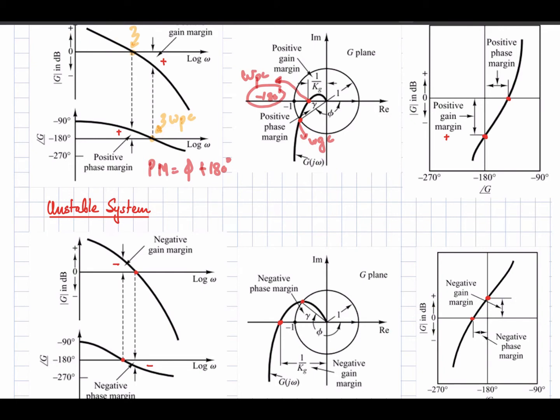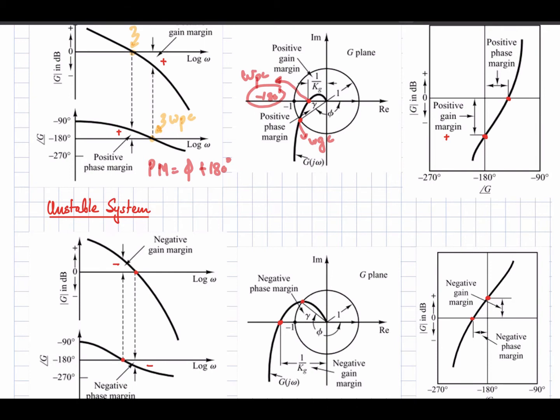So gain margin is calculated as 1 by Kg. What is Kg? Kg is basically the magnitude of your system when your frequency is equal to the phase crossover frequency. Okay, so this is the polar plot for the stable system. Here you can see, the phase margin is also positive.